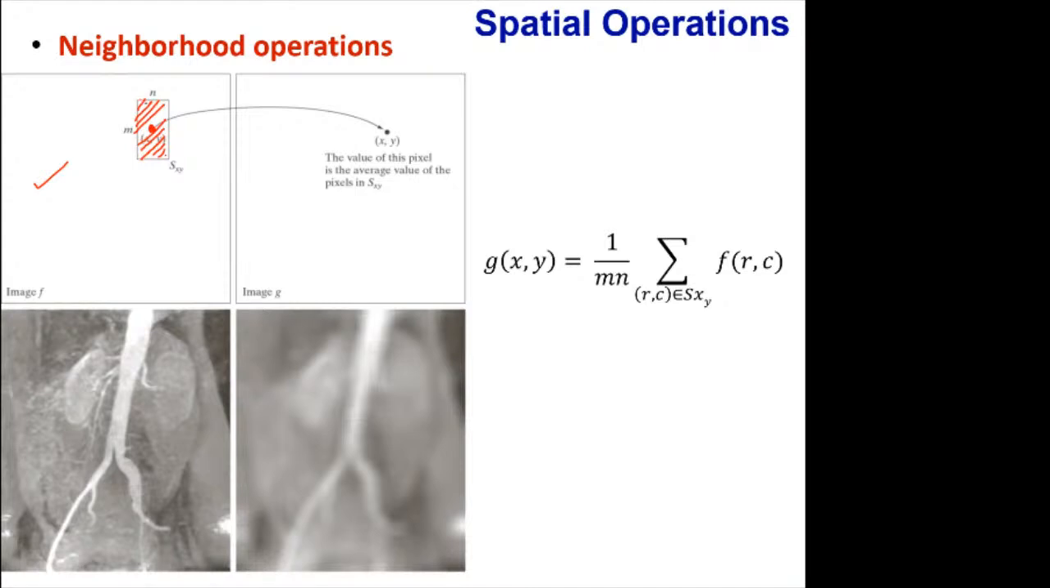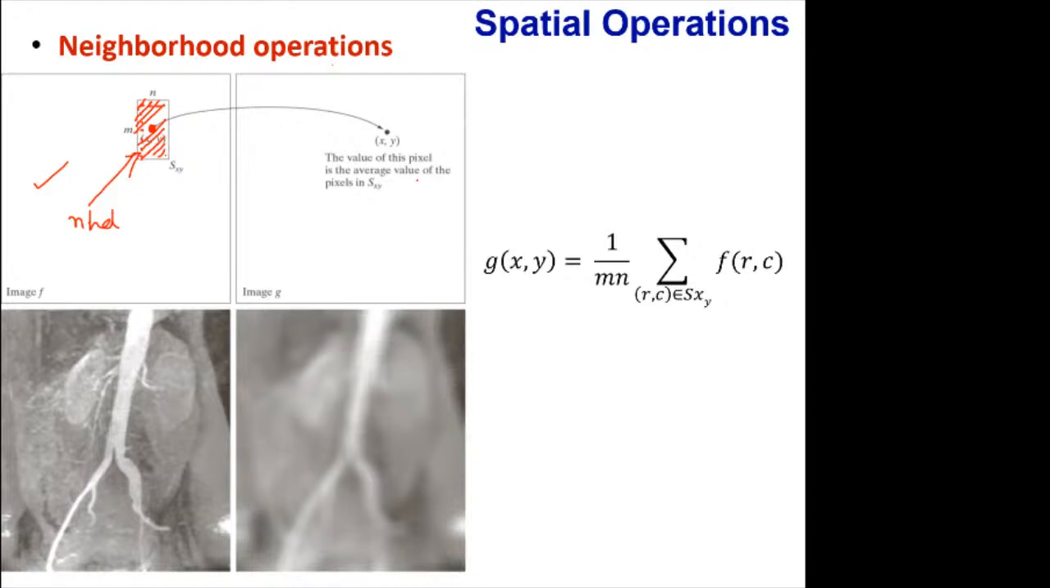Whatever area you consider in this process is called the neighborhood. So this is the neighborhood. This neighborhood is m by n pixels, meaning there are a total of small m pixels in the vertical direction and small n pixels in the horizontal direction, which are considered to change the intensity of the middle pixel. That is called neighborhood operation.